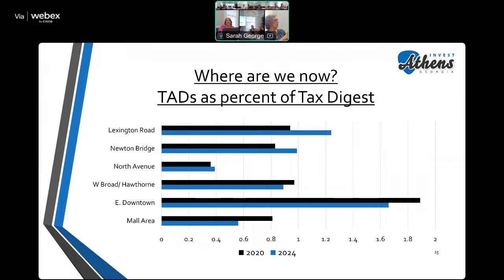The projections are based on the millage rate being where it is when you are doing the analysis, right? So if you lower the millage rate, you're not going to have as much money coming in. But I don't think that would impact this because the millage rate affects each property in a similar way, right? I don't think it would affect the TAD digest generally.